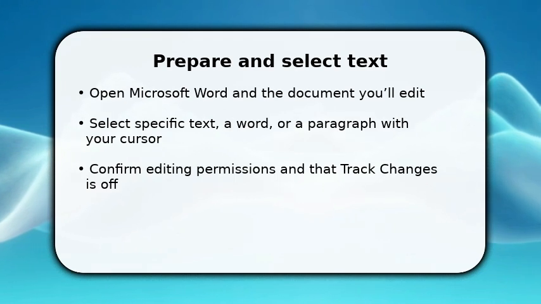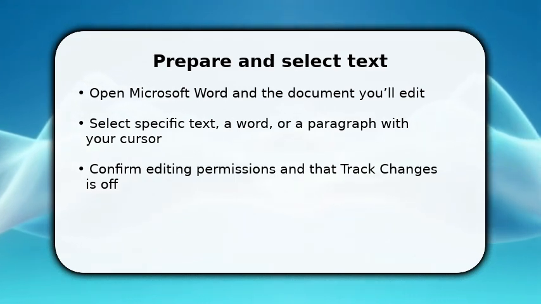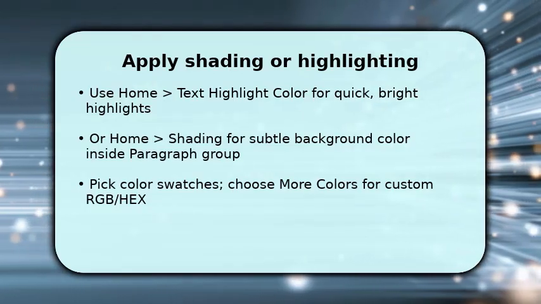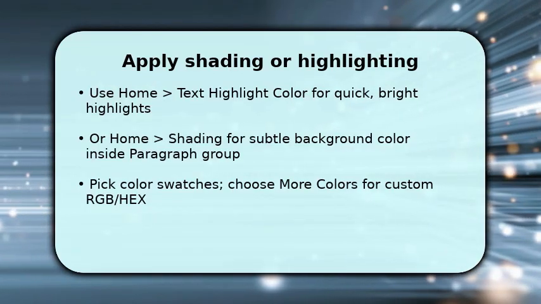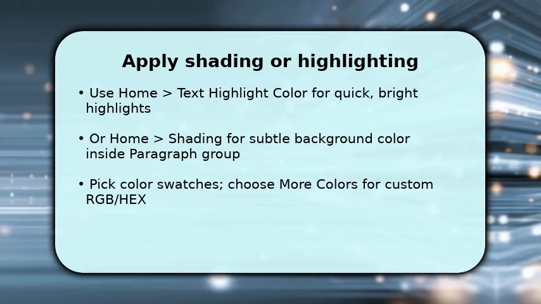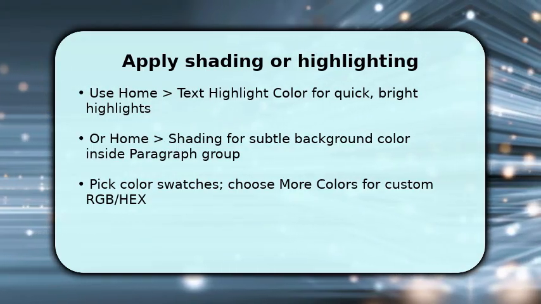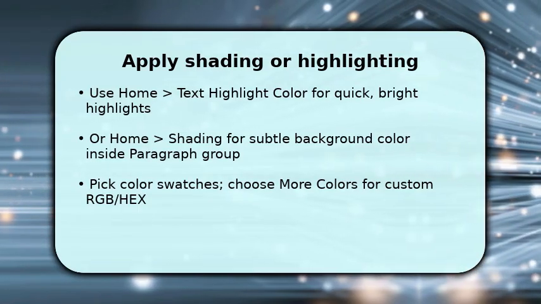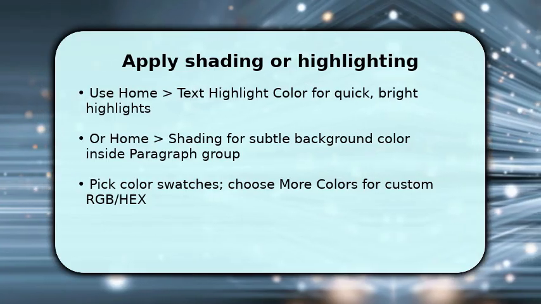You now choose how to apply background color, highlighting, or shading. For fast, bright marks use Home, Text Highlight Color. Click to apply or click the arrow to pick a shade. For a consistent background behind a paragraph, use Home, Shading in the Paragraph group. It adds color without the marker look. If you need exact color, open More Colors and enter RGB or HEX values.